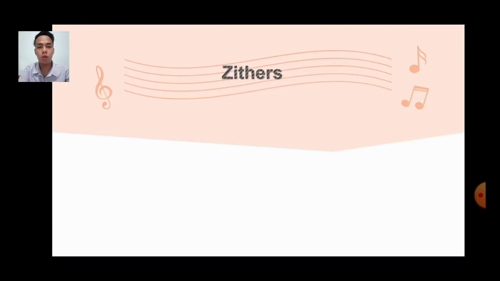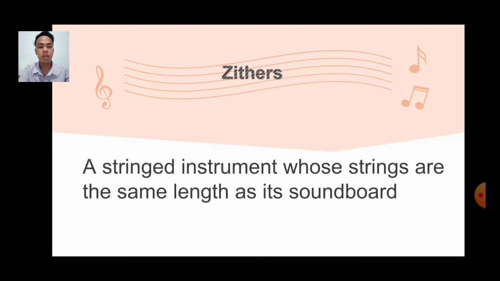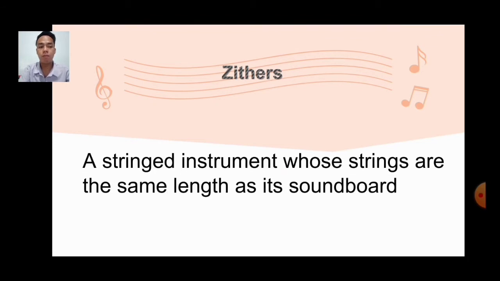Now we have what we call the zithers. Okay, zithers are stringed instruments whose strings are the same length as the soundboard. Okay, so these are the class of stringed instruments in the gamelan, like the metallophones. They enhance the melody of the ensemble. Okay, remember that the zither is a stringed instrument.